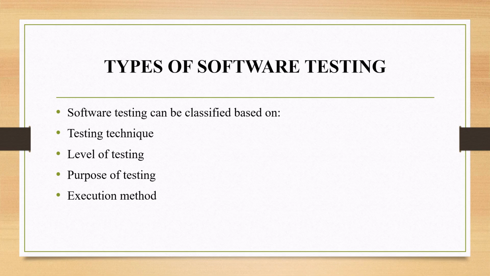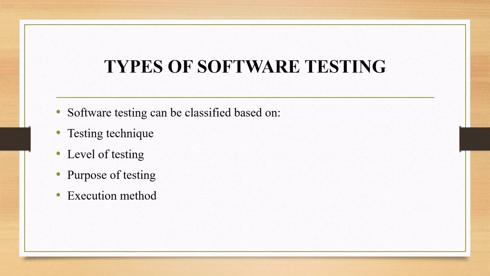Next one is system testing. The complete software is tested as one system. Example, testing the full banking application. Next one is acceptance testing, testing done by a customer to verify if the software meets the requirements. So, based on testing level, there are four types: unit testing, integration testing, system testing and acceptance testing.